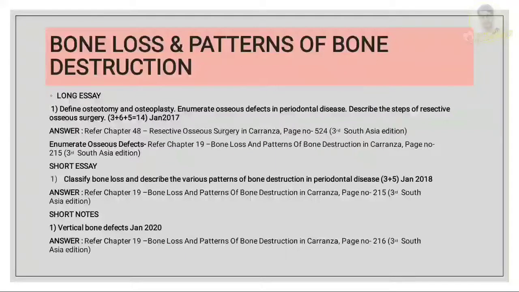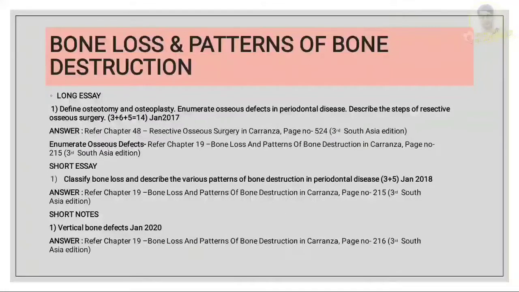So the first part and the third part of this question you will find answer in chapter 48, resective osseous surgery. First, define the ostectomy, then osteoplasty, and write the 4 steps of resective osseous surgery, which is vertical grooving, radicular blending, flattening the interproximal bone, and then granulization of the marginal bone.